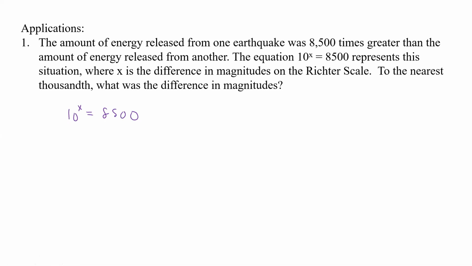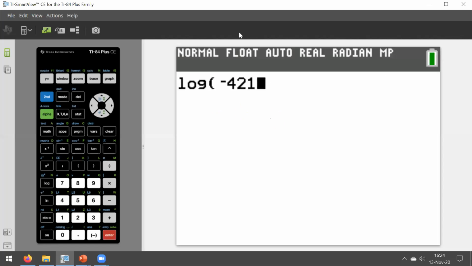Okay, well, guess what we're going to do? Well, before we had logs and then we wrote it as an exponential. Now we're going to write an exponential as a log and see if we can solve it. So that says log base 10, or we could just put log of, well, of what? 8,500 equals x. Okay. So now let's see what we get in our calculator because I don't know that off the top of my head for sure.